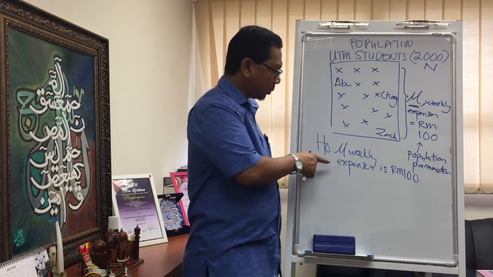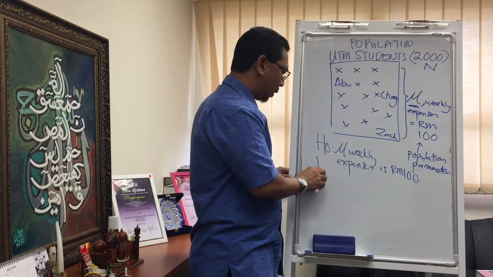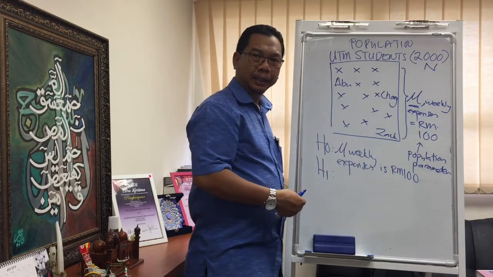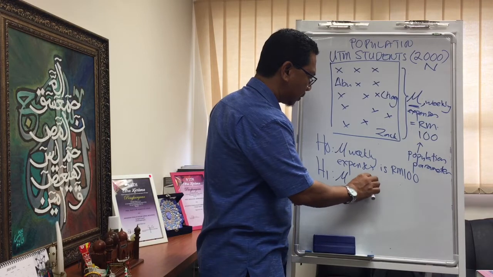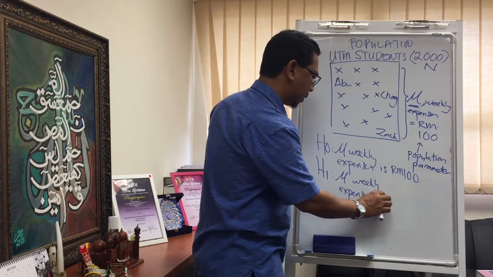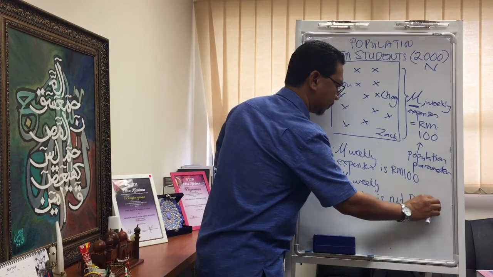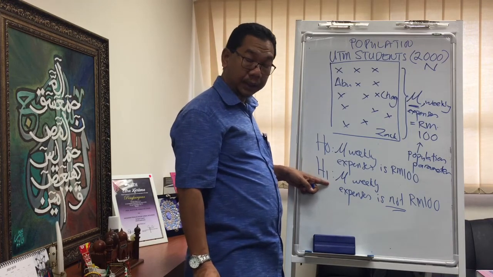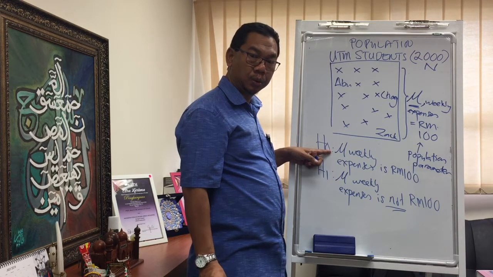So next, in order to do the hypothesis testing, we have to provide the alternative hypothesis. We call it hypothesis alternative. This hypothesis is basically opposite to this one. Like this, normally this is the way we write. Okay, the mean weekly expenses, for example, is not 100 ringgit Malaysia. Okay, so this is what we are going to prove, the hypothesis alternative. The hypothesis null is the thing or the claim that we want to test.